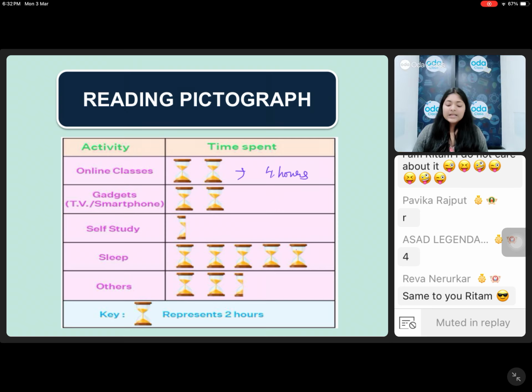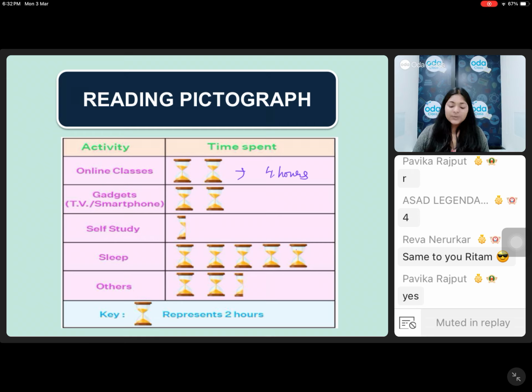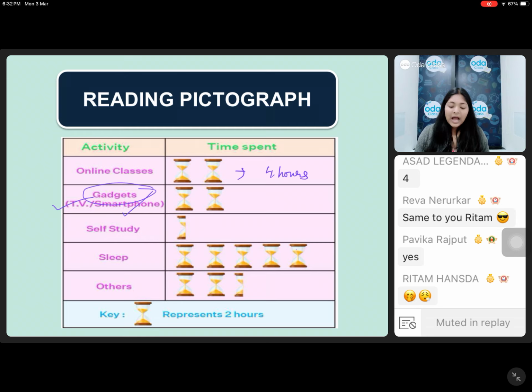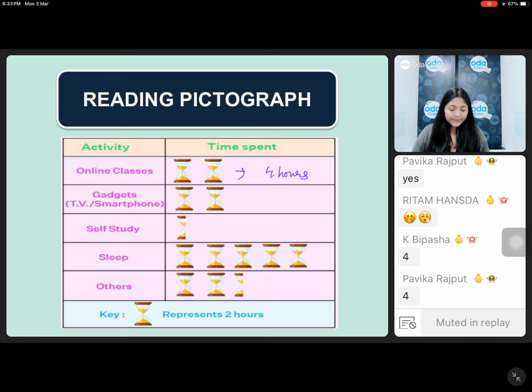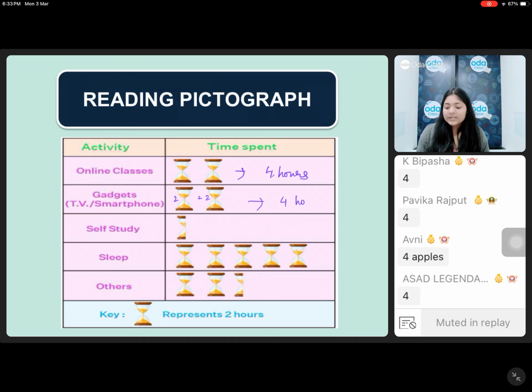All right. Similarly, tell me how much time has been spent for gadgets like TV and smartphone. If 1 hourglass is representing 2 hours, what is the time spent for TV and smartphones? Very good. Again, this is two, this is two. So together it is going to be 4 hours here as well. Are you all understanding how to read a pictograph?